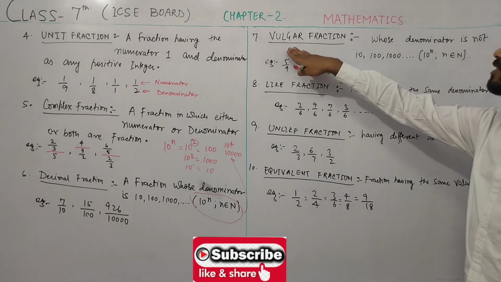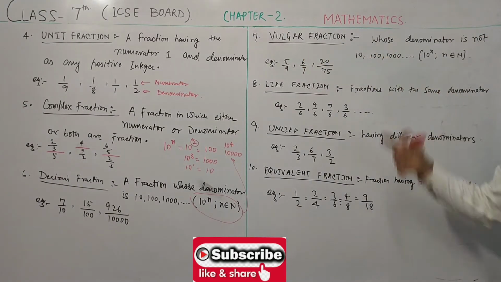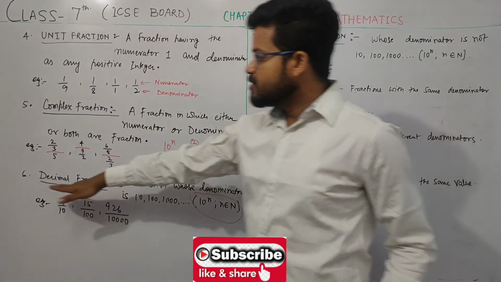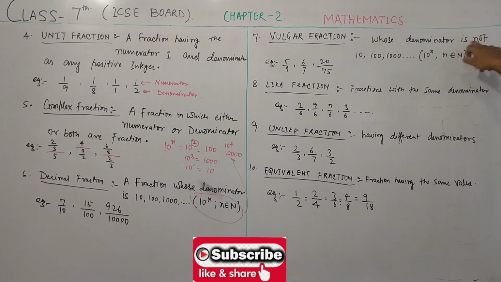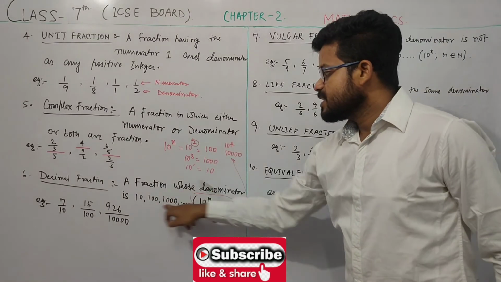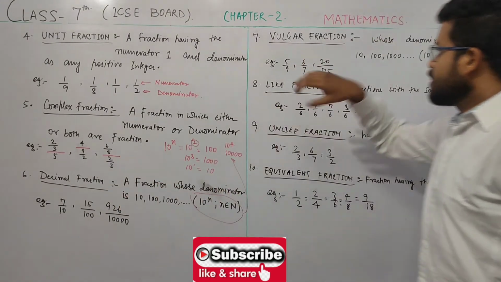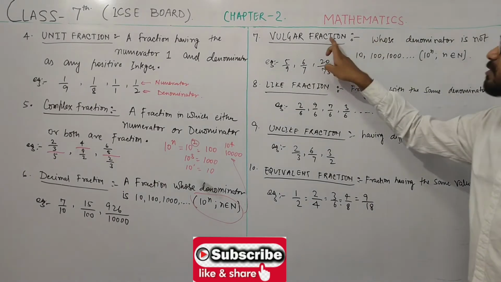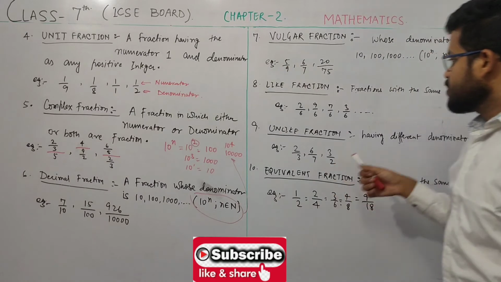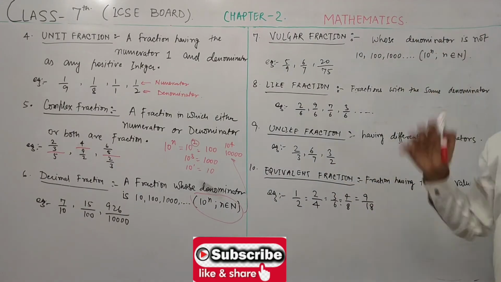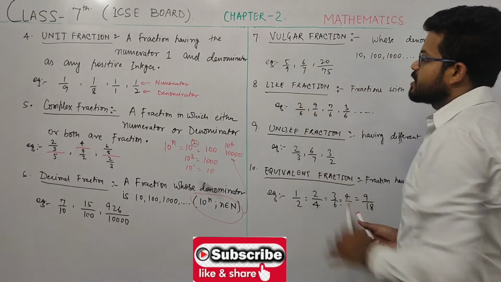Now the seventh one is the vulgar fraction. Those fractions which are not decimal are called vulgar fractions, whose denominator is not in this form. If the denominator is in this form, it is decimal; if not, it is vulgar. So all these, unit fraction, complex fraction, like and unlike, proper, improper, are all vulgar fractions.